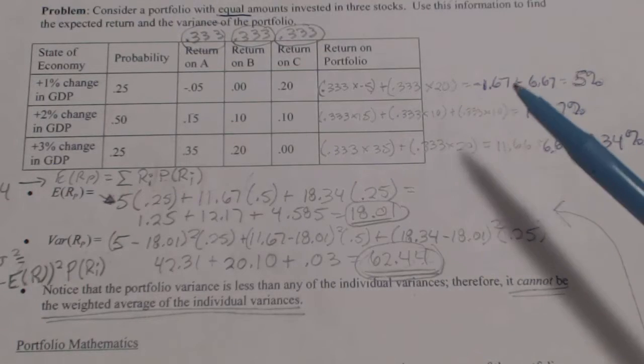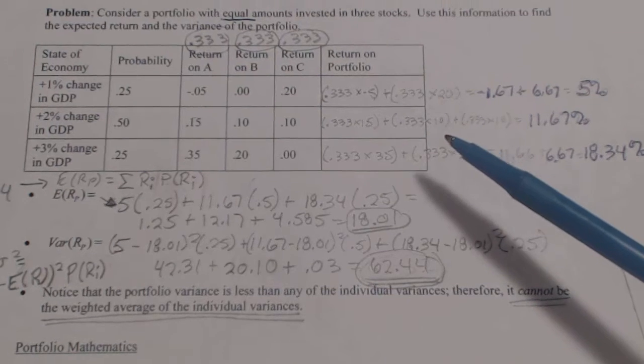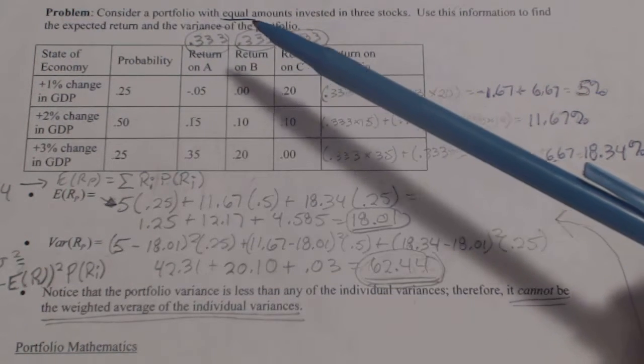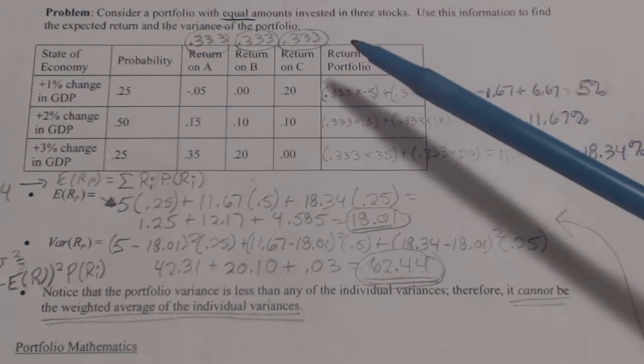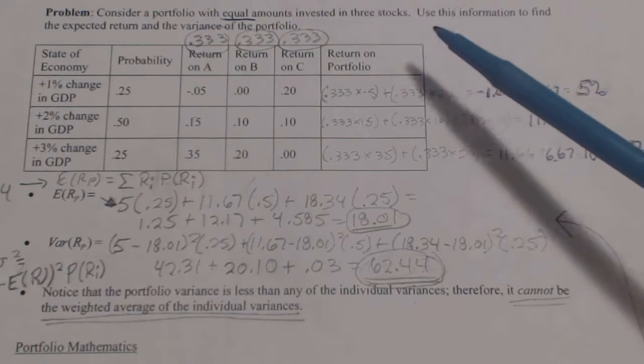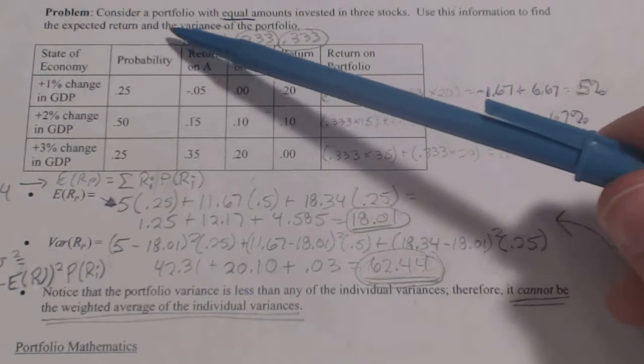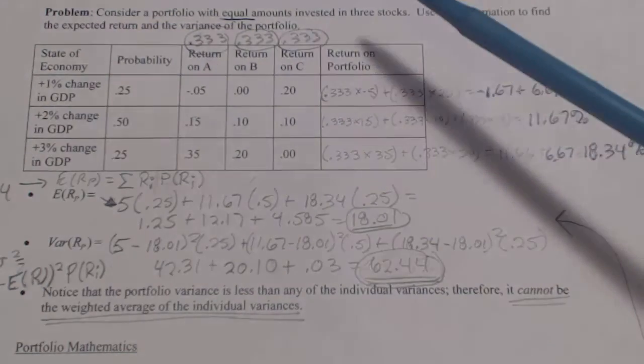Okay, this is Business 342, page 71 of the lecture. Problem: consider a portfolio with equal amounts invested in 3 stocks. So equal amounts means 1/3, 1/3, 1/3. Use this information to find the expected return. Remember, the expected return is a weighted average, and the variance of the portfolio.